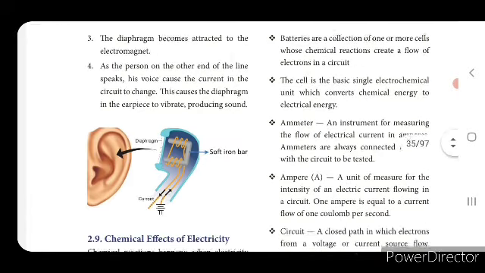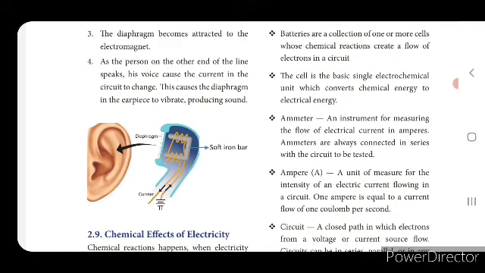As the person on the other end of the line speaks, his voice causes the current in the circuit to change. This causes the diaphragm in the earpiece to vibrate, producing the sound.